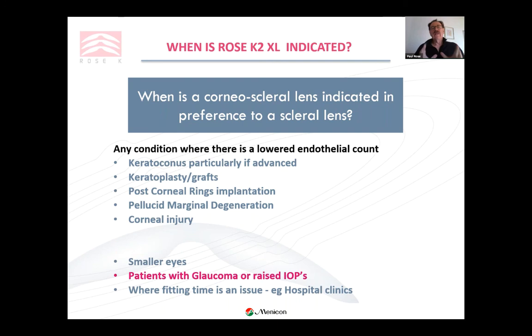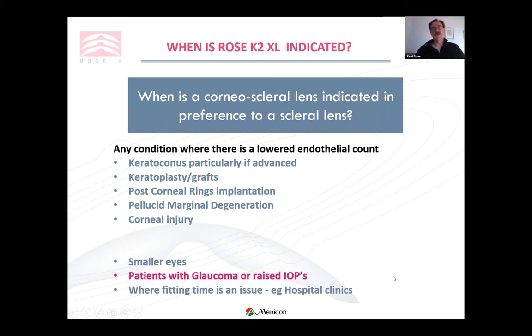When would you see a big advantage of a corneal scleral lens over a scleral lens? I think any case where you have lower endothelial counts, such as keratoconus, grafts, post rings, pellucid, and corneal injury, you should immediately think of a corneal scleral in preference to a scleral lens. Also, obviously, where you have smaller eyes, where insertion and removals are an issue, and patients at risk with raised intraocular pressures, I would always use a corneal scleral.